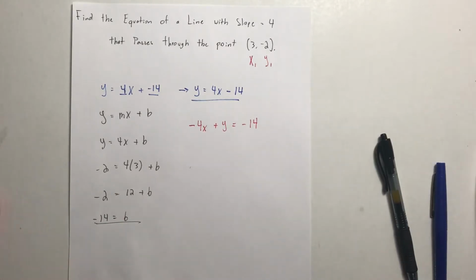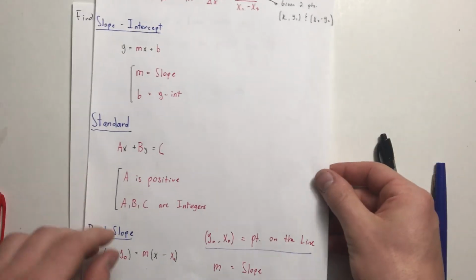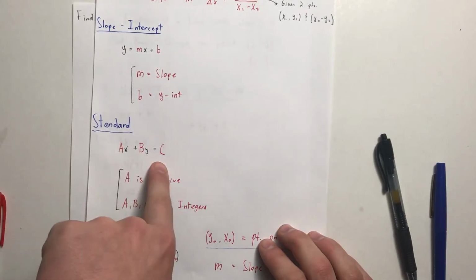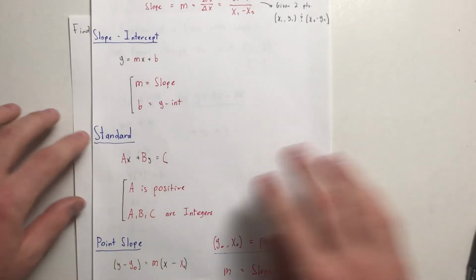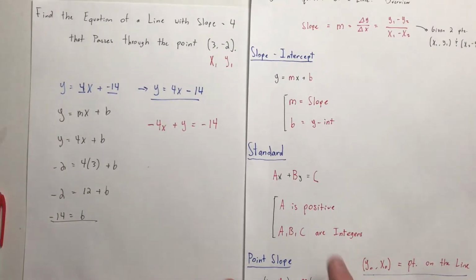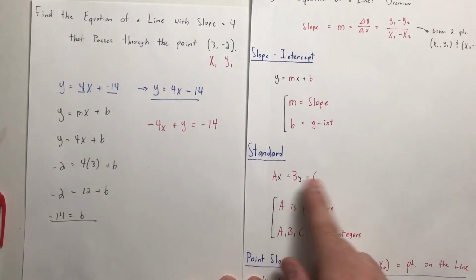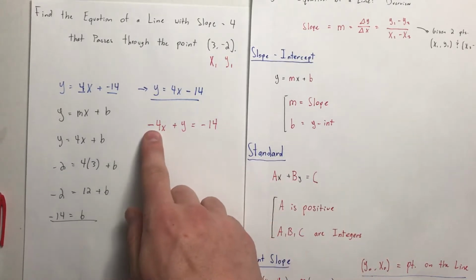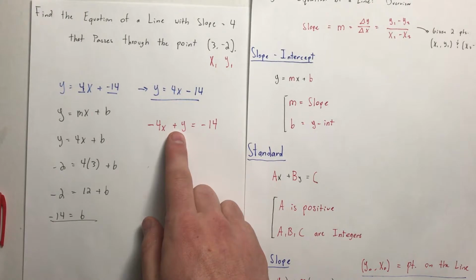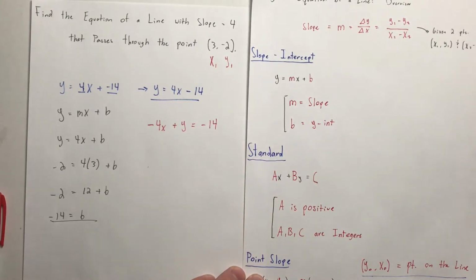If we go back to the paper from last video, we see that the standard form is ax plus by equals c. So we could actually just put that right over here. So we know that we have ax plus by equals c, and right now our a would be negative 4, our b would be just 1, and our c would be negative 14.